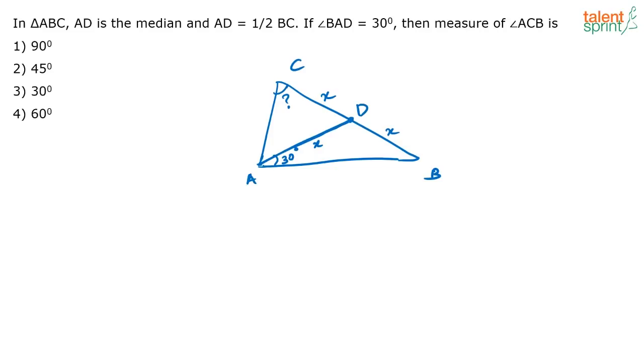See, again, very easy question. Consider the triangle ADB. This is an isosceles triangle. Why? Two sides are equal. So if these two sides are equal, the opposite angles also have to be equal. So if this is 30, this also has to be 30. So what should this be? This should be 180 minus 60, or 120.